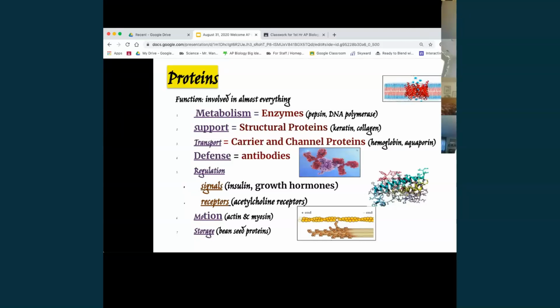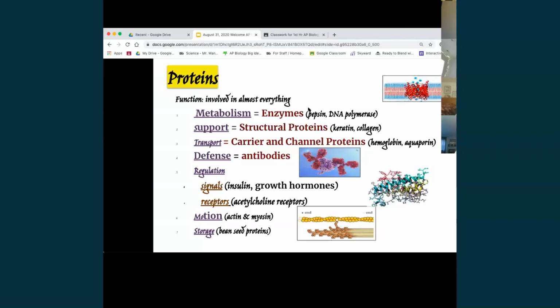So we know they're related to metabolism. Most enzymes end in ASE, so we'll recognize that. Pepsin is one of your digestive enzymes, so it's related to metabolism, which is both the buildup and the breakdown, the sum total of all chemical reactions going on in your body.